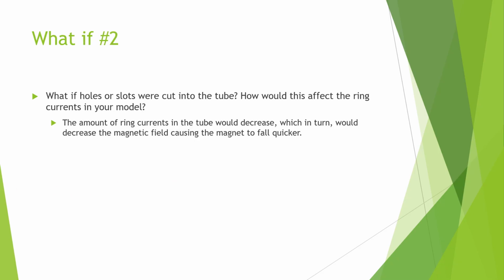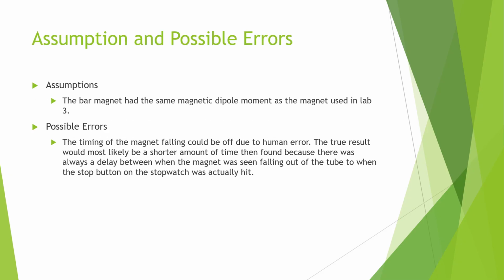What if number 2? What if holes or slots were cut into the tube? How would this affect the ring currents in your model? The amount of ring currents in the tube would decrease, which in turn would decrease the magnetic field, causing the magnet to fall quicker. Assumptions and possible errors.